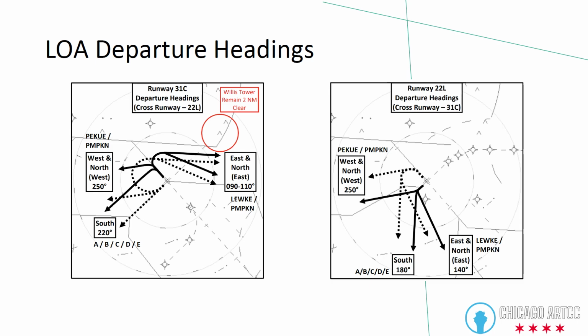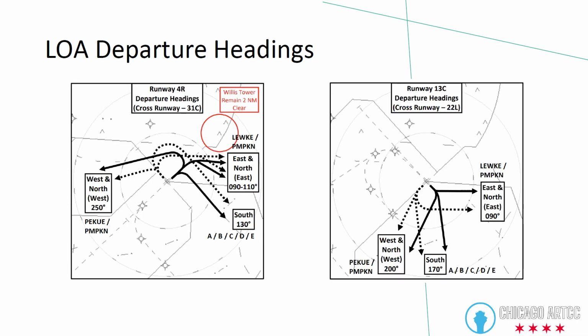So let's look at the west and north. All of my west departures going over PQ will get a 250 heading. If O'Hare is in a west flow, then I would also give my north departures, my Pumpkins, a 250. If O'Hare was in an east flow, I would give my Pumpkins a 090 through 110 heading. And then, of course, our other runways, 4 right and 13 center. You can see the headings, whether O'Hare is in an east or west flow, and our cross runway configuration.